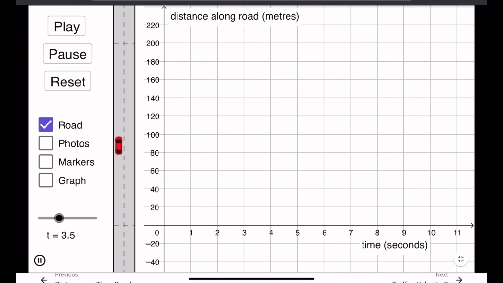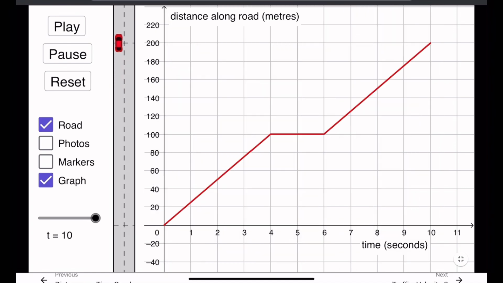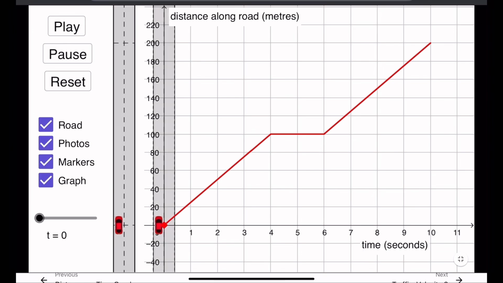As you see here, the car will travel all the way until 100 meters, and then it will stop for a bit, and then travel all the way to 200 meters. So let me replay it again. From 0 seconds all the way to 4 seconds, it will stop for a while at 100 meters, and then continue on. So I'm going to enable the graph now, and then you can see how the graph is being plotted as the car travels. I'm going to press play again.